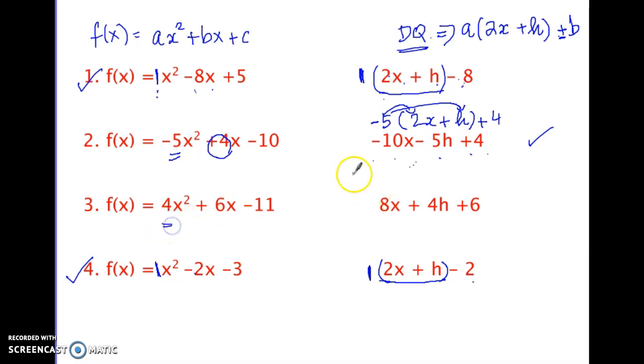Let's see for the next one. Here a is 4. So 4 times 2x plus h plus or minus b, whatever that's there. 4 times 2 is 8x. 4 times h is 4h.